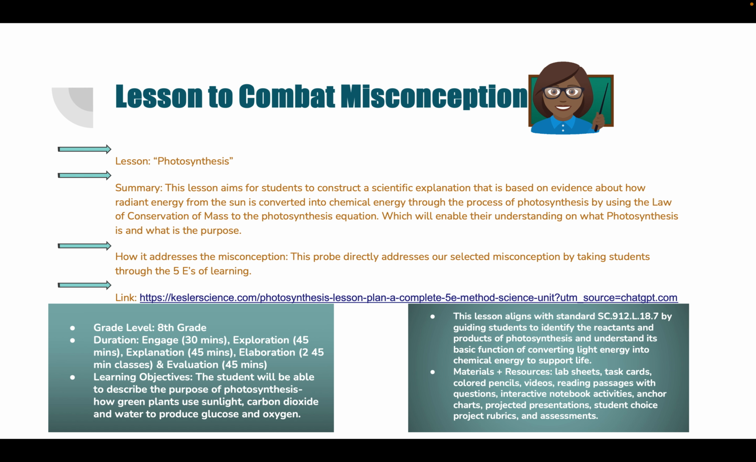To combat this misconception in the classroom, we found a lesson on photosynthesis that goes through the 5 E's of learning. Over the course of this lesson, students will explain, using evidence, how sunlight is converted into chemical energy through photosynthesis, applying the law of conservation of mass to understand the process and its purpose. This lesson will extend over 3 classes and requires materials and resources such as lab sheets, task cards, colored pencils, videos, reading passages, and interactive notebook activities.